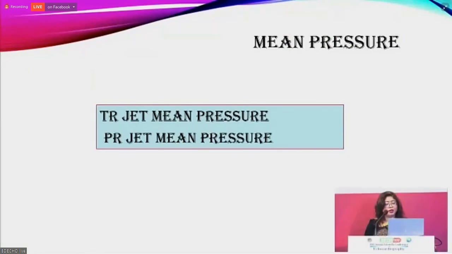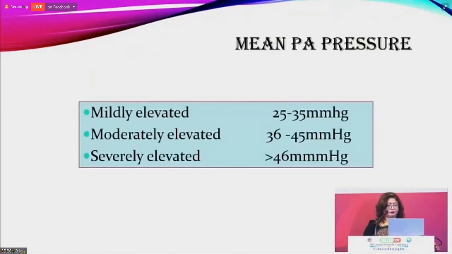Now comes the mean pressure. It is measured from the TR jet mean pressure and PR jet mean pressure. Mean pressure mildly elevated is 25 to 35, moderately elevated 36 to 45, and severely elevated more than 46 millimeter of mercury.